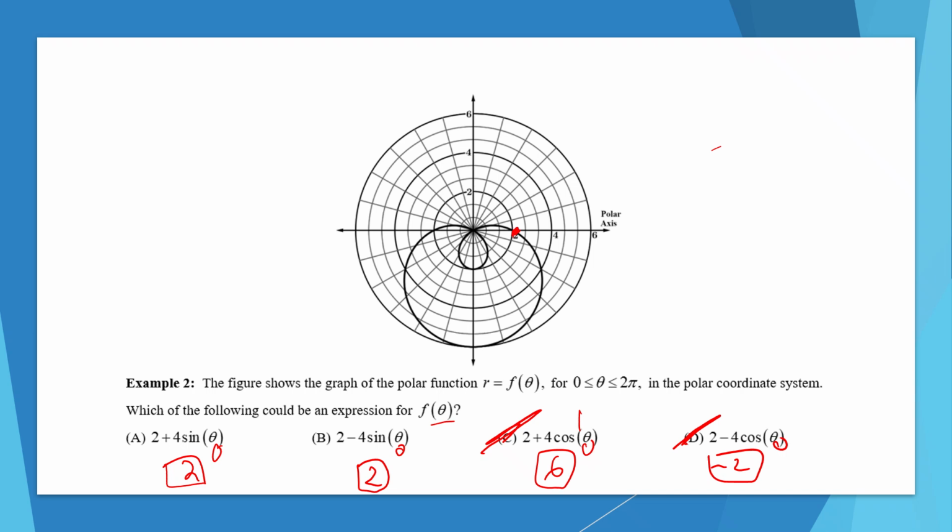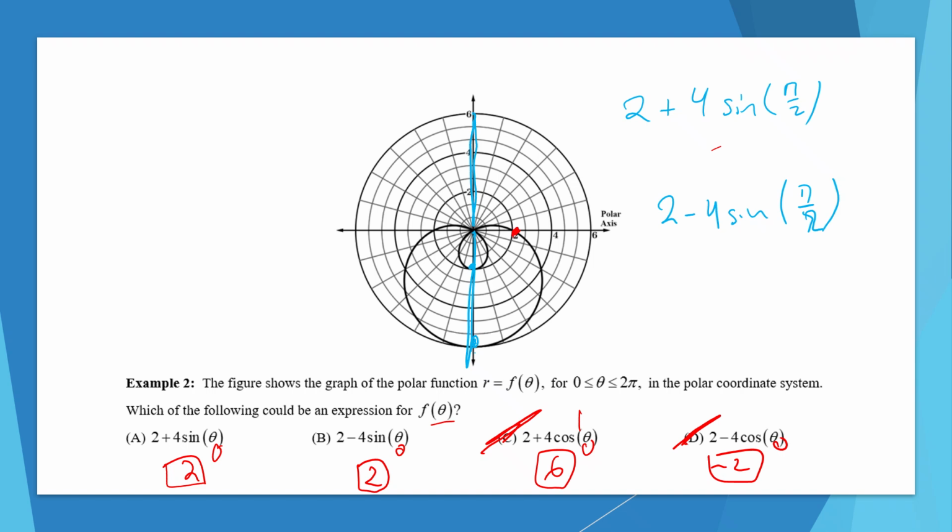Now let's see what other angles we can plug in that would be smart. We could plug in pi over 2. Looking at 90 degrees, I don't see anything there, which means we must get a negative value, and we don't know if it's going to be this or this. So let's plug it in and see. 2 plus 4 sine pi over 2, and 2 minus 4 sine pi over 2. I'm only testing A and B because we eliminated C and D.